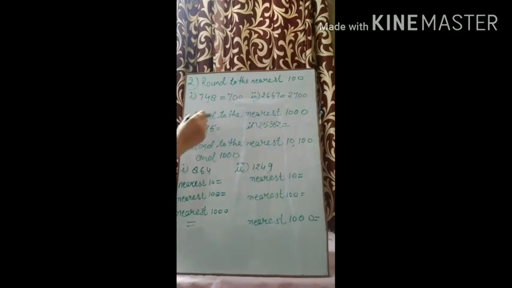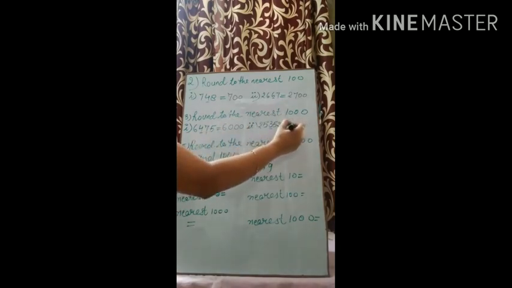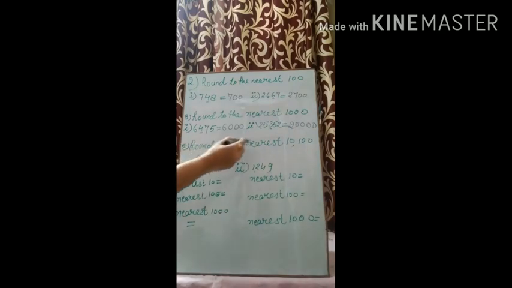Question number 3. Round to the nearest 1000. For the nearest 1000, we will check the number at the 100 place, which is less than 5. So it is rounded down to 6000. Similarly here, which is less than 5. So it is also rounded down to 25,000.